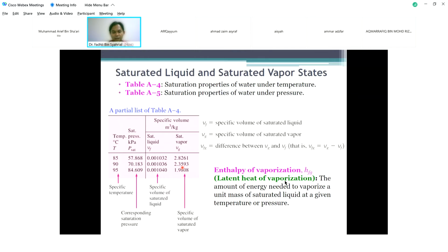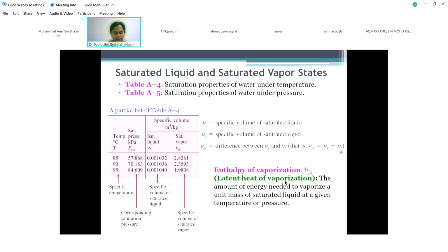So the fg, if you look at my slide here, any fg here, vfg for example, is the difference between vg minus vf. Same goes to ufg, internal energy fg. Ufg pun sama. Dia adalah different beza antara ug dan juga uf.